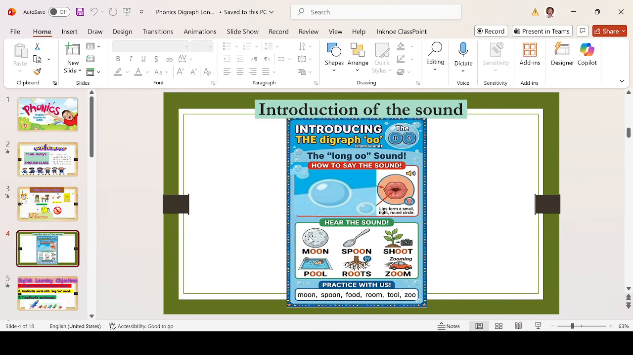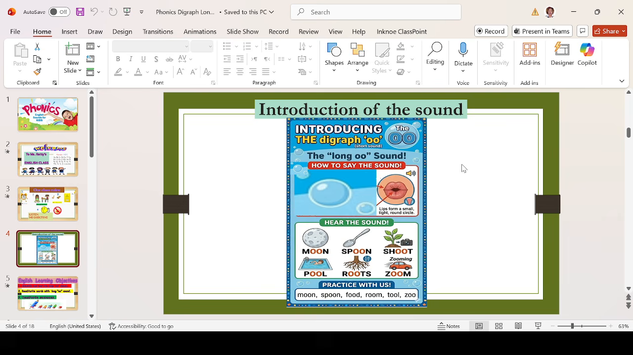All right. So today we are going to learn these two letters, the double O, all right? And this digraph makes the oo sound. We have the double O sound, but we have the long and the short one. So in this lesson, we are going to learn about the long oo sound. Then in the next one, we are going to learn about the short oo sound, all right?